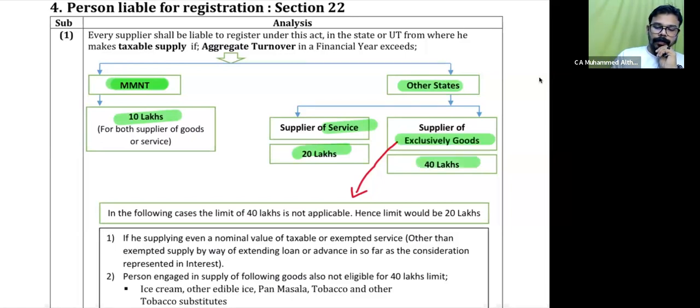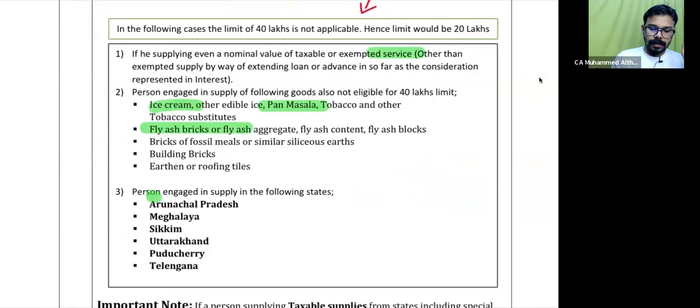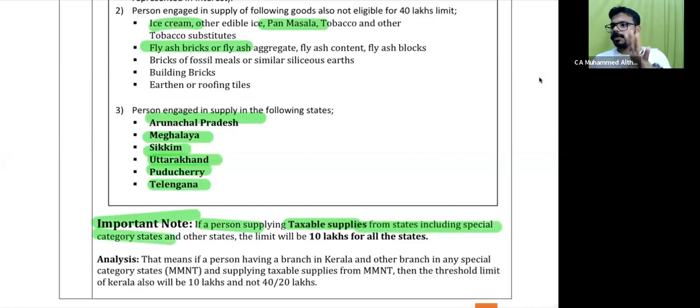And the 40 lakh limit will not be applicable in certain cases, like if you're supplying even small services, then the limit will be 20 lakh. And if you're supplying certain goods like ice cream, pan masala, fly ash bricks, all those things, then it will be 20 lakh. Also these states, Arunachal Pradesh, Meghalaya, Sikkim, Uttarakhand, Pondicherry, and Telangana, for these states also the limit will be 20 lakh. And there is an important note: if a person is supplying taxable supplies from a state including special category state.